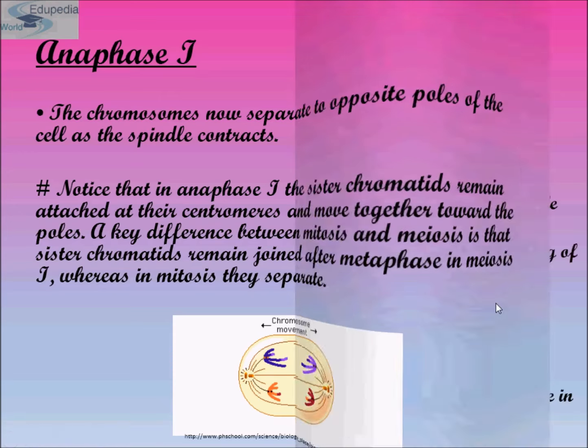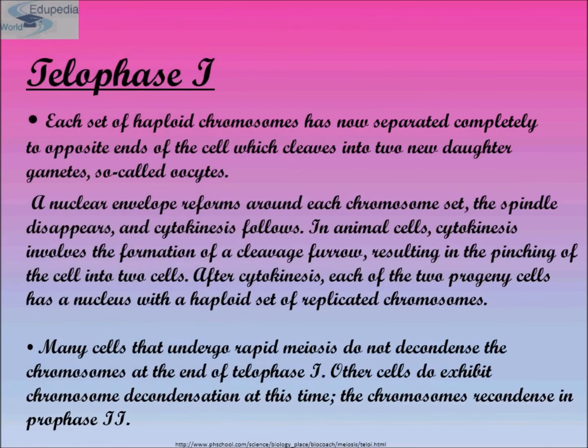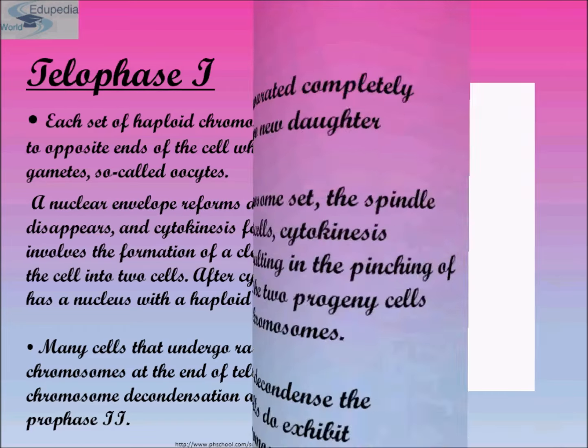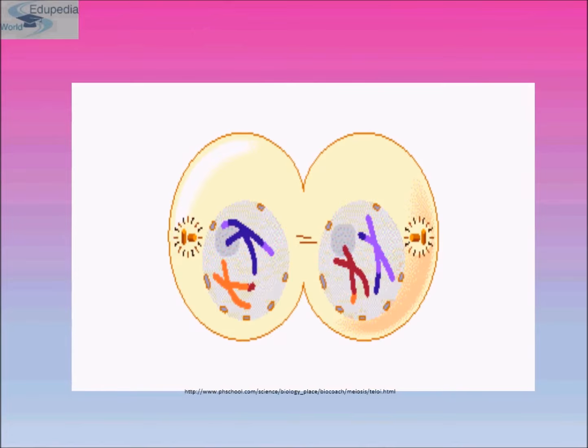And then comes telophase 1. Each set of haploid chromosomes has now separated completely to opposite ends of the cell, which cleaves into two new daughter cells, the so-called oocytes. A nuclear envelope reforms around each chromosome set. The spindle disappears and cytokinesis follows. In animal cells, cytokinesis involves formation of a cleavage furrow that results in the pinching of the cell into two cells. Many cells that undergo rapid meiosis do not decondense the chromosomes at the end of telophase 1. This is the representation of the telophase.